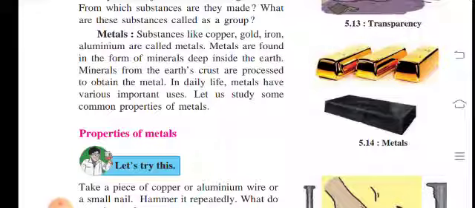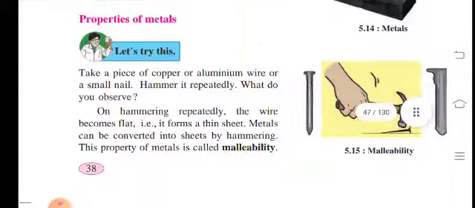Substances like copper, gold, iron, aluminium are called metals, and metals are found in the form of minerals deep inside the earth, that means the earth's crust. Okay, so in daily life metals are used for various processes and it is important. So what are the properties of metal?